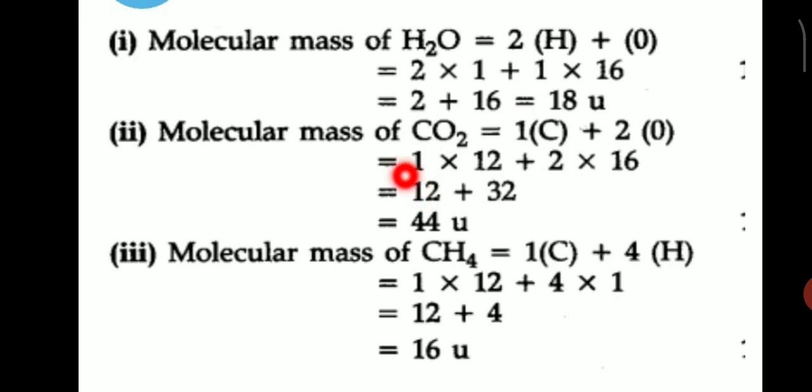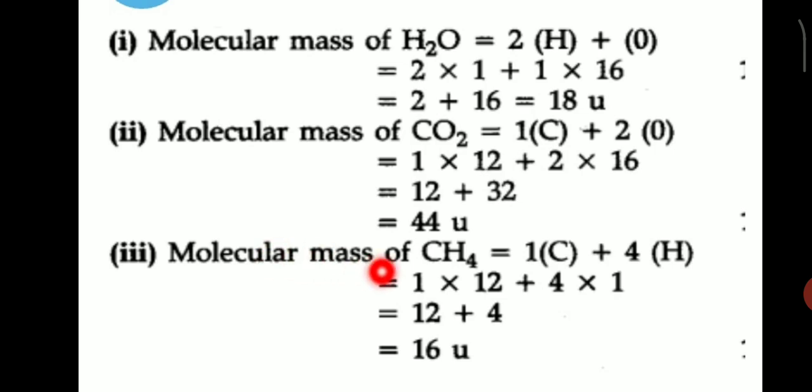So how will we get this answer? 1 into atomic mass of carbon is 12. You have to learn the atomic masses by heart. Plus 2 into atomic mass of oxygen, which is 16. So 12 plus 32, that is 44 U. The unit of molecular mass is U.